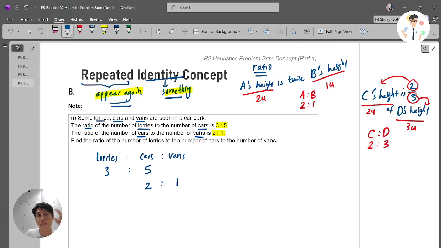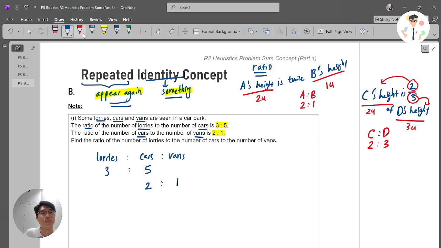Now, remember one very important idea here. This car here is 5 units. This car here is 2 units. Now, are we referring to the same number of cars? Yes. Then why are these two numbers different? These two numbers are different because we are comparing to different items. So these two are supposed to be the same, but they are not the same.